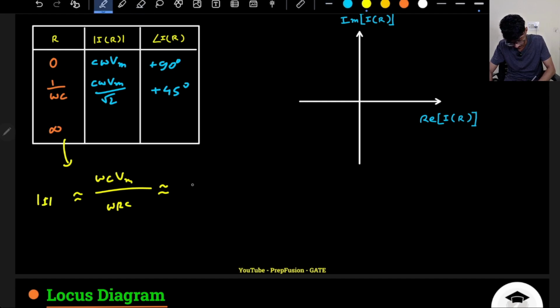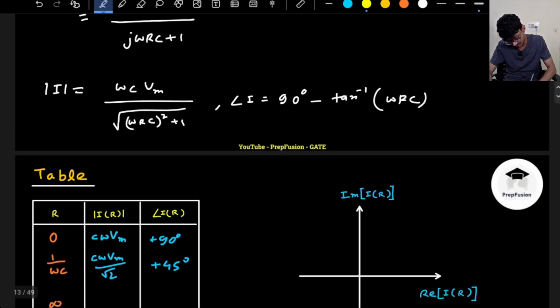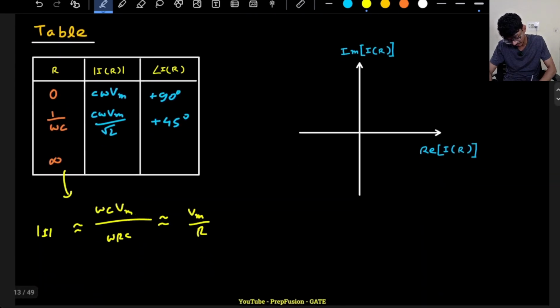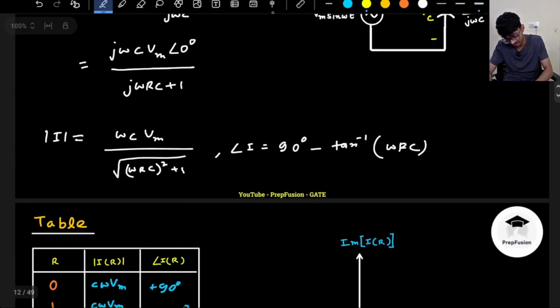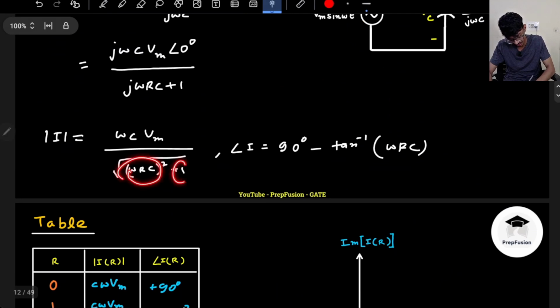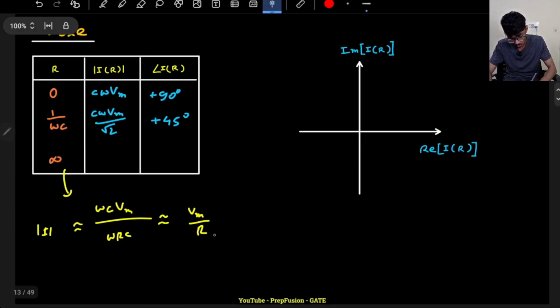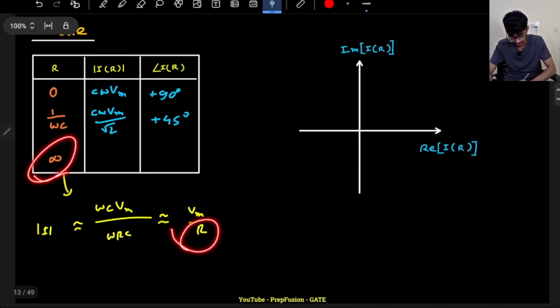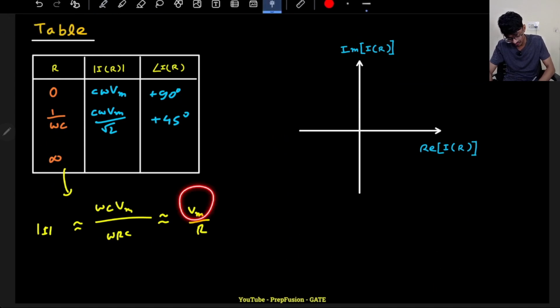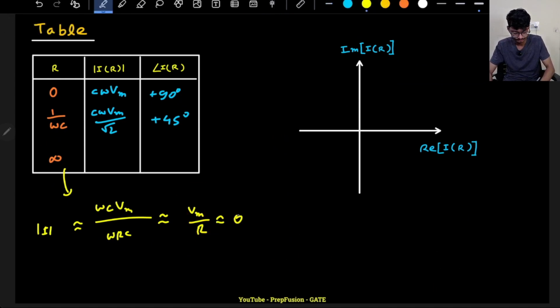It is coming out to be Vm by R only. Yes, if your R is very high, then this quantity will be very high, so I can ignore this one. Now what is R? R is infinity, so Vm, some finite value, divided by infinity will be approximately equal to 0 only.